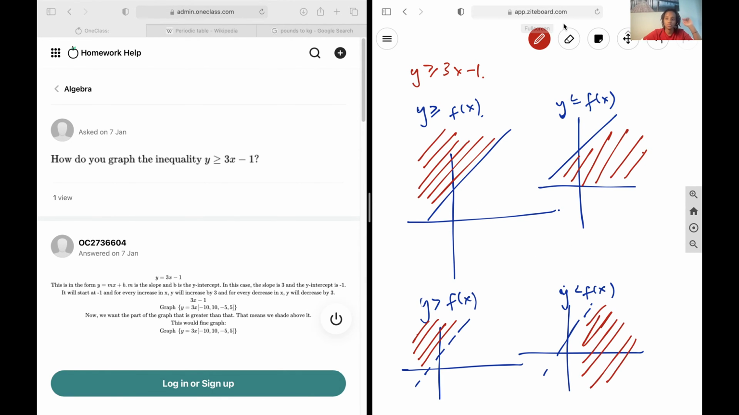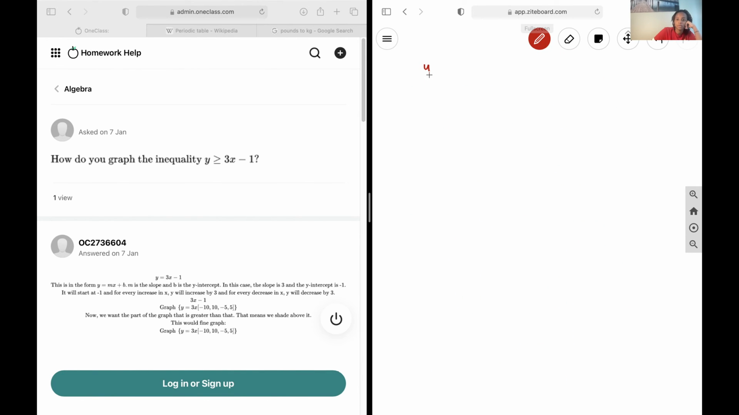And that's it. And so now let's do it for a specific function where we have y is greater than or equal to 3x plus 1. So first we want to shade the line 3x plus 1. We know that its intercept is 1, and that when x is 0 and that 0 is equal to.